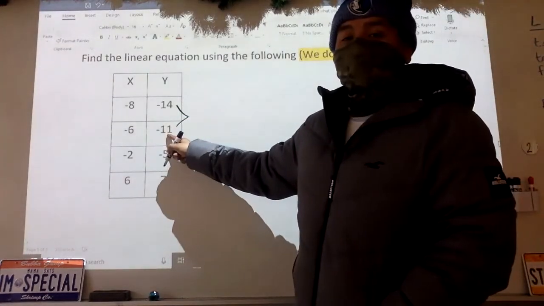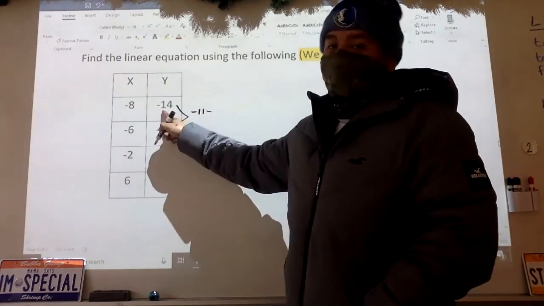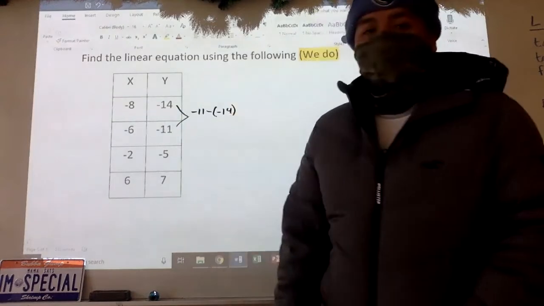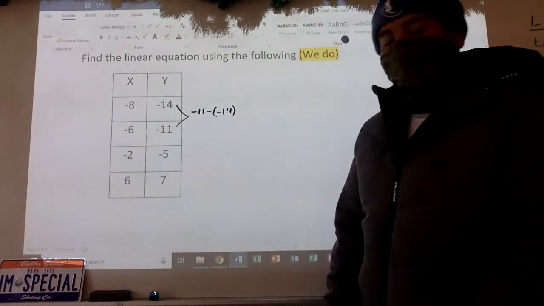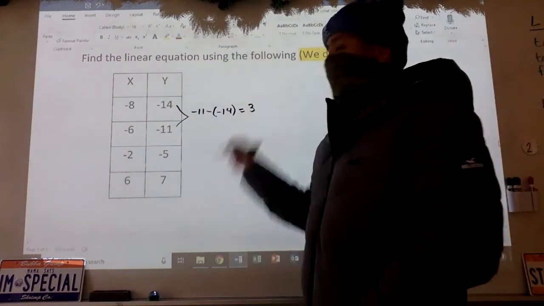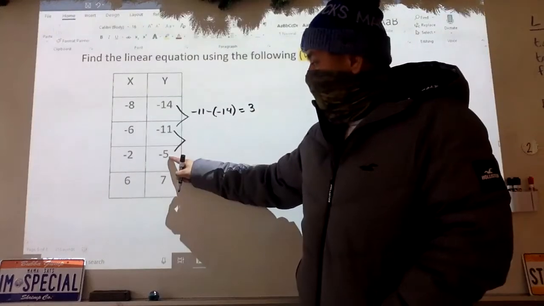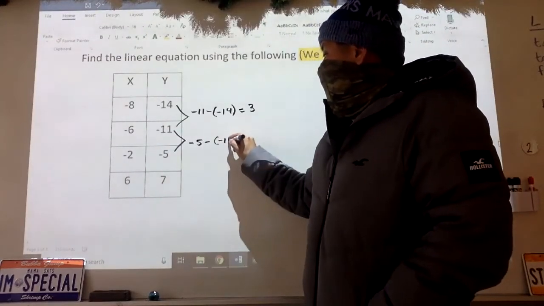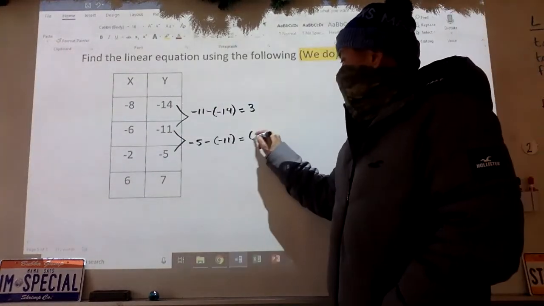Remember, the bottom one always goes first. So -11 minus, you see that this one has a negative. I put parentheses, -14. Put it in the calculator and see how much it gives you. So -11 minus -14 should give you 8. You must follow the other one. So the bottom one goes first. So -5 minus -11 should give me 6.